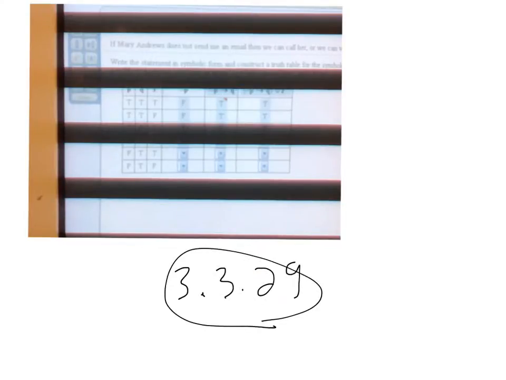Mr. Johnson, I received your question about 3.3.29. I guess this is Chapter 3, Section 3. It corresponds to 29 in the book. I guess it's number 10 in the homework. Your question's about this part here.